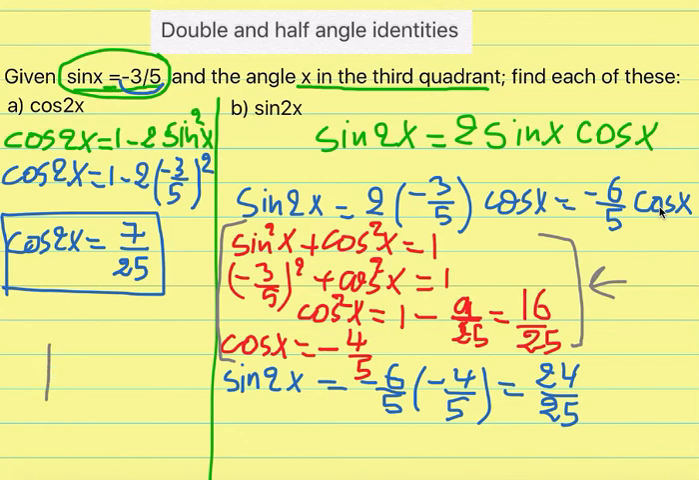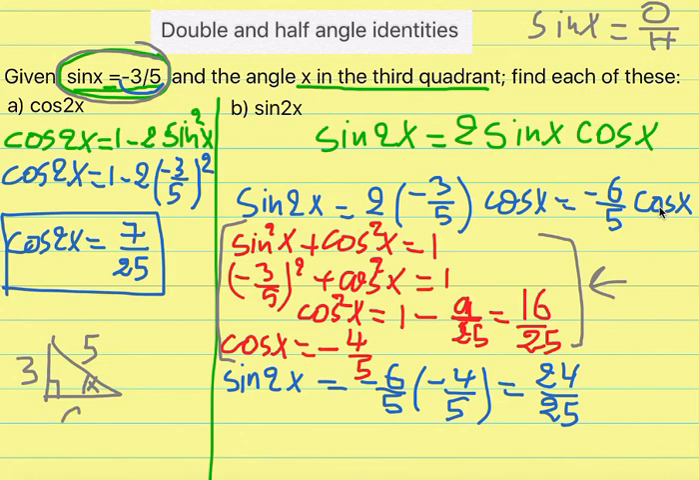You can just use a triangle and use the values given here: sine x equals minus 3 over 5. Just take the absolute value and call one angle x in your triangle. The opposite would be 3. The hypotenuse would be 5, because sine of any angle is opposite over hypotenuse. Then we need to find the adjacent, so you can calculate the cosine.